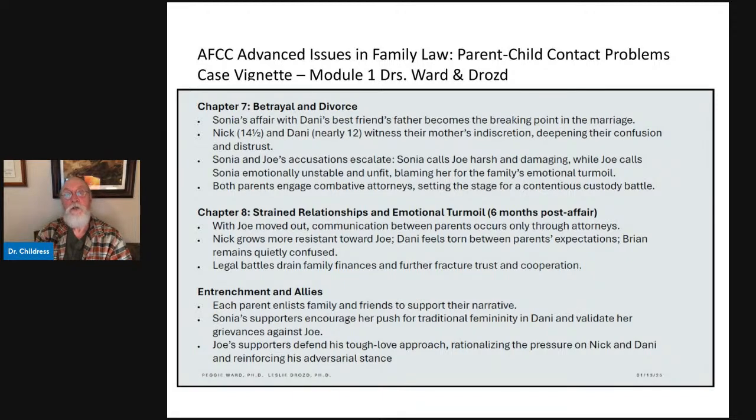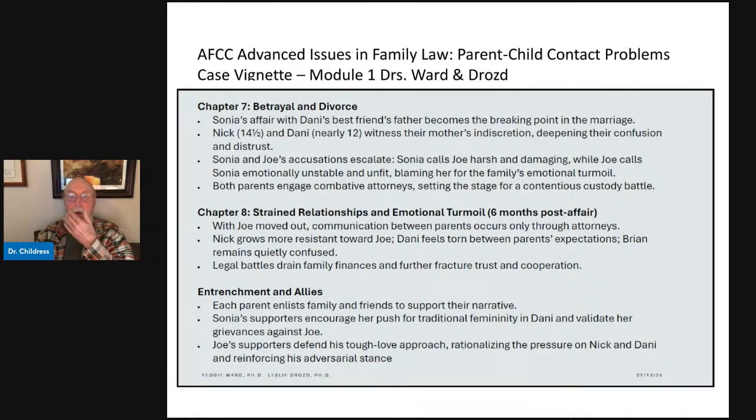Sonia and Joe's accusations escalate. Sonia calls Joe harsh and damaging, while Joe calls Sonia emotionally unstable and unfit, blaming her for the family's emotional turmoil. Both parents engage combative attorneys, setting the stage for a contentious custody battle. With Joe moved out, communication between the parents occurs only through their attorneys. Nick grows more resistant towards Joe. Danny feels torn between parents' expectations. Brian remains quietly confused. Legal battles strain family financial resources and further fracture trust and cooperation.